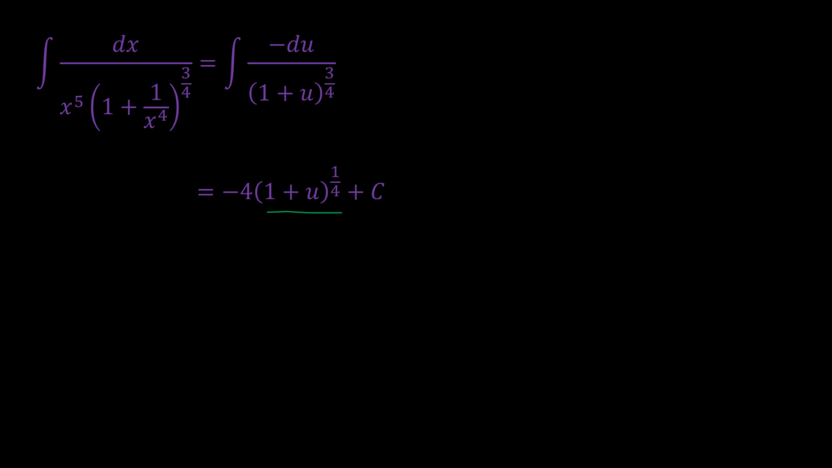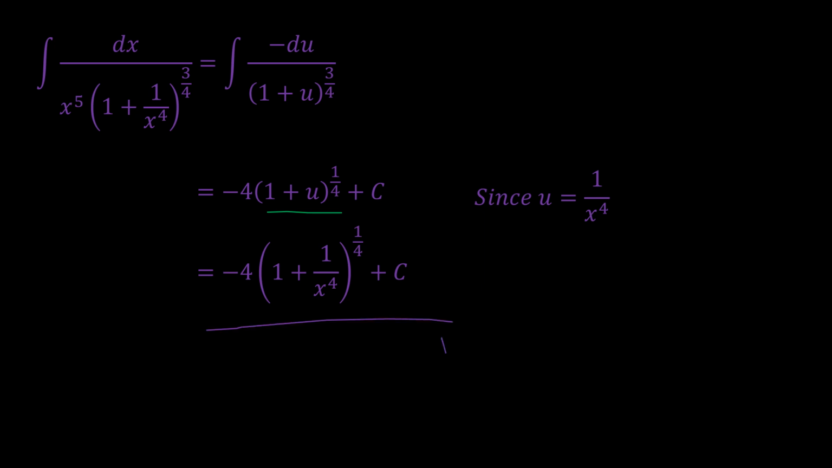So negative 1 over 4 times (1 plus u) to the power 1 over 4, plus c. Now we know what u is, since we said u is equal to 1 over x to the power 4, so we can plug in 1 over x to the power 4 in place of u. And so this is the answer that was asked of us.